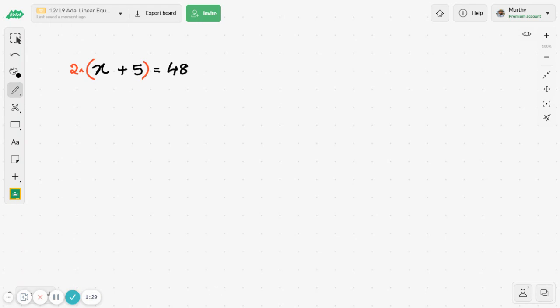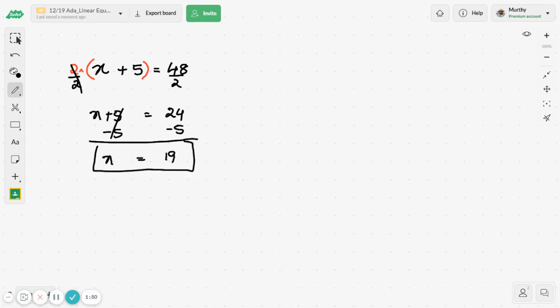So quickly I solved it. How I solve this, I'll explain in my lesson. So here x plus 5 equals 24, and how to solve this I'll explain later. Okay, so x equals 19. This is called a linear equation. So let's start with the basics.